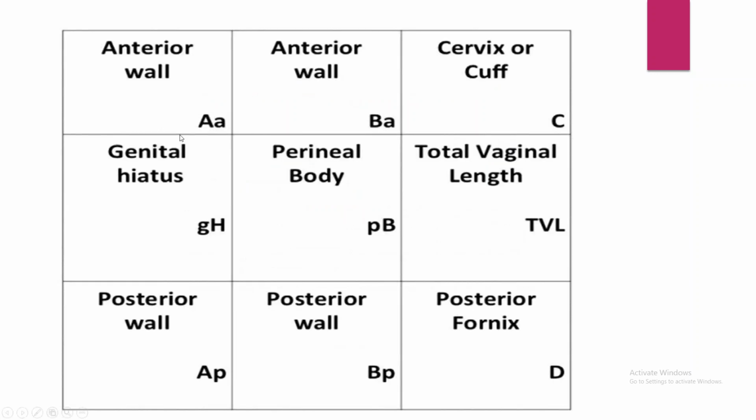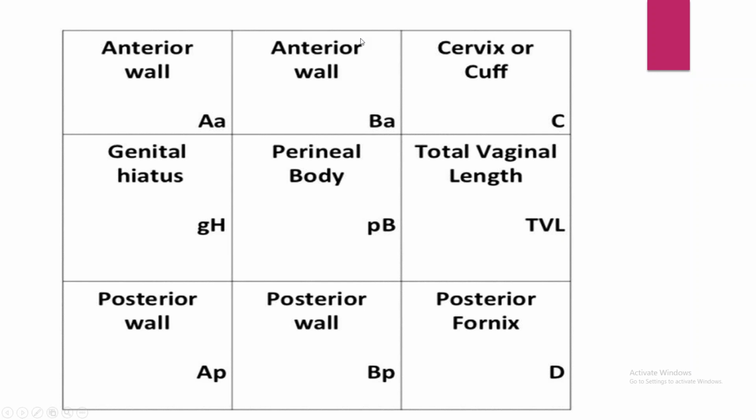So what are these 9 points? This grid you have to remember very well. On the anterior wall there are 2 points, on the posterior wall there are 2 points, in the apical region there are 2 points, and on the introitus there are 2 points. And the last point is total vaginal length. So there are a total of 9 points.